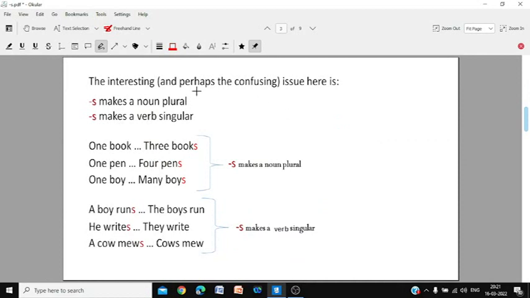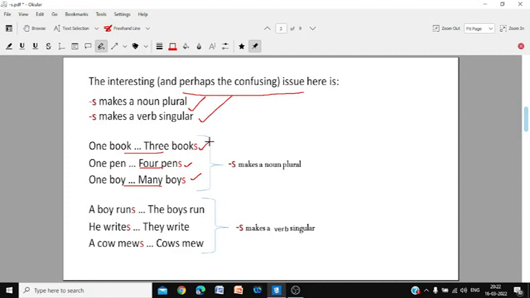The interesting and perhaps the most confusing to most students would be: S makes a noun plural, S makes a verb singular. When you add S, a noun becomes plural. When you add S, a verb becomes singular. One pen, 4 pens. One book, 3 books. One boy, many boys. When you are adding S, the noun becomes plural.